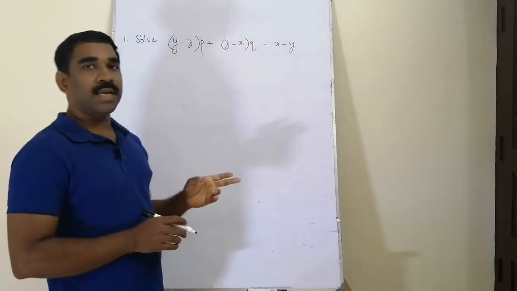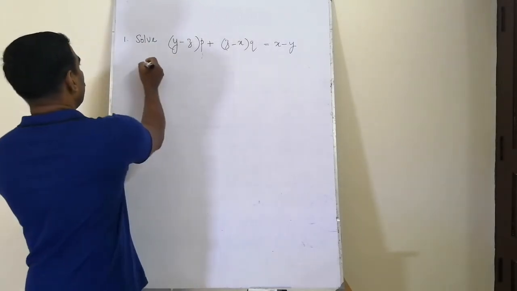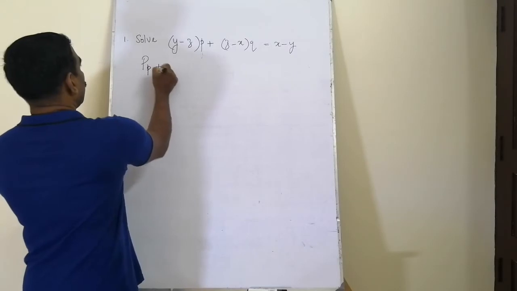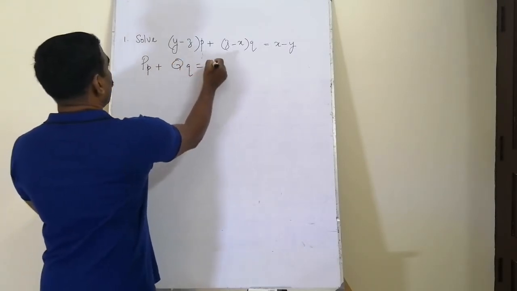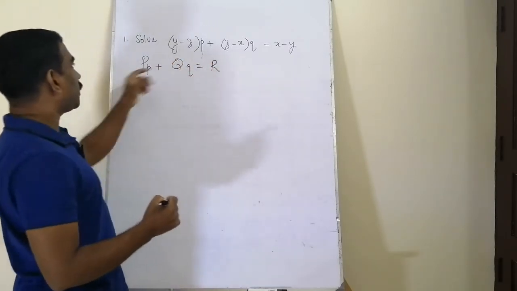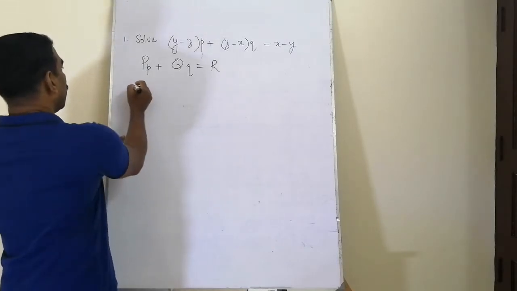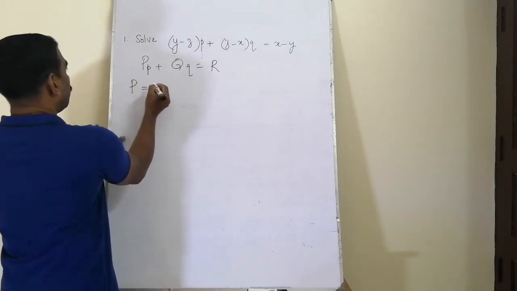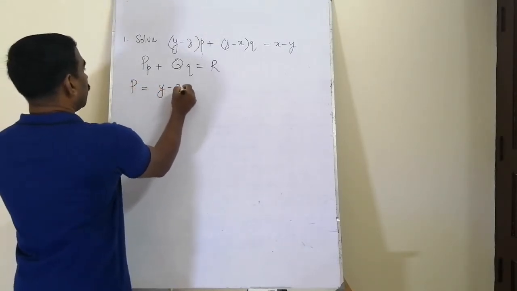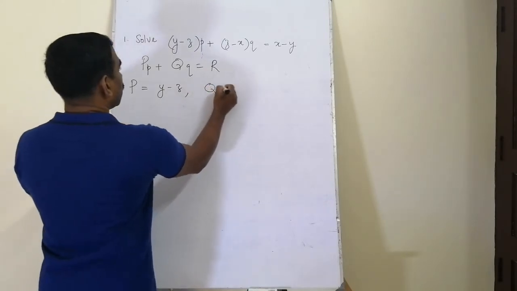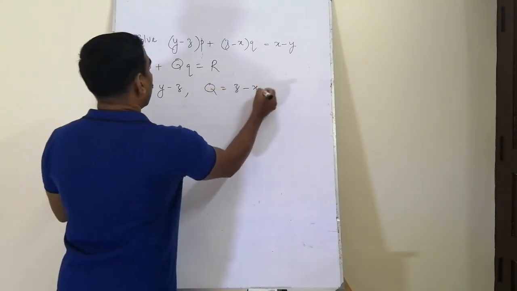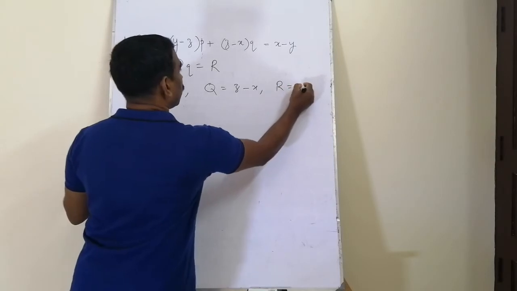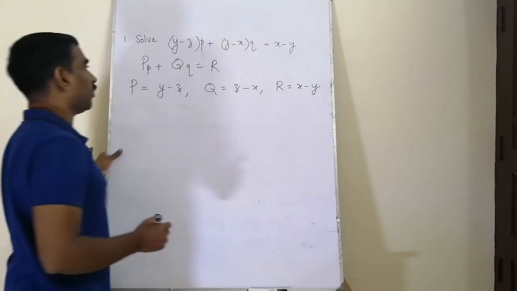and this problem is directly in Lagrange format, that is capital P into p plus capital Q into q is equal to capital R. After identifying this as Lagrange's linear equation, we can write capital P as y minus z, capital Q as z minus x, and capital R as x minus y, because that is the standard format.